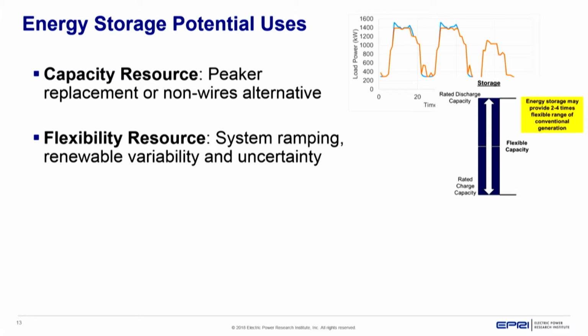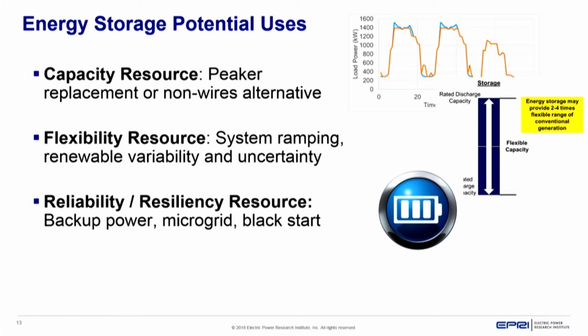It's also a flexibility resource, as Jeff emphasized. One of the nice things about storage is that it has the ability to use both its charging and its discharging states, and move flexibly between those states to support ramping requirements of the system, either because of load variability or renewable variability and uncertainty, and much more so than the existing generation fleet is capable of. It's a reliability or resiliency resource. It's a reservoir of energy waiting, potentially, if it's configured correctly, to provide backup power to support microgrids, or, as mentioned, black starting a resource in the case of a blackout.